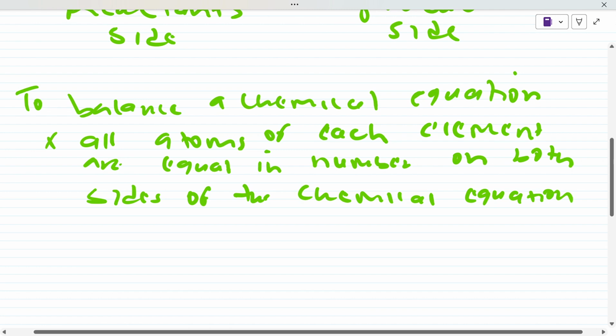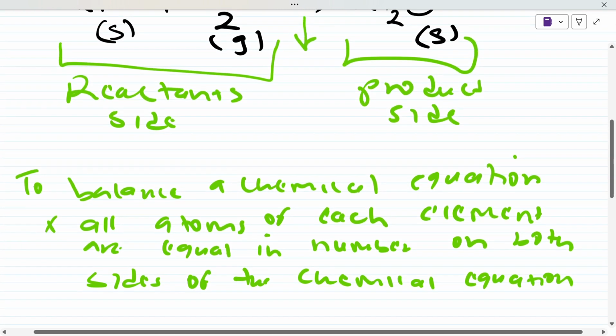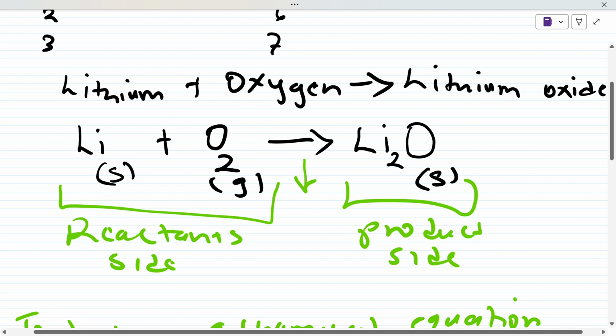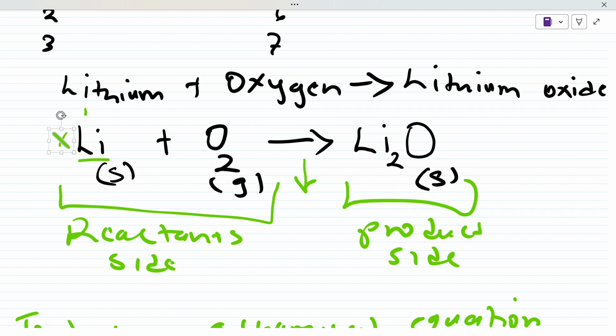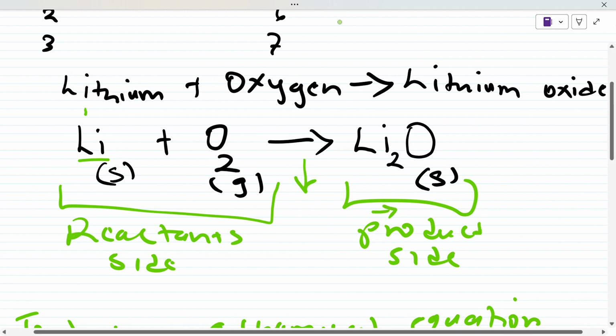Now, if you know that, then you are simply going back to our chemical equation that we had, and we are picking each and every element. My first element is lithium. The element that I have here is just one, because I don't have any value written there. If there's no value written there, I'm simply going to assume that it is 1. So I am having lithium 1. And on the product side, I'm having 2.